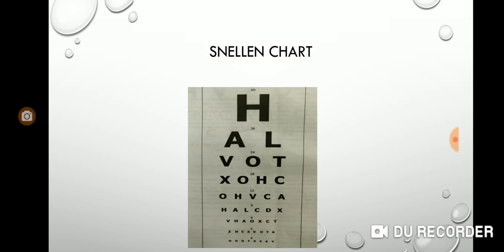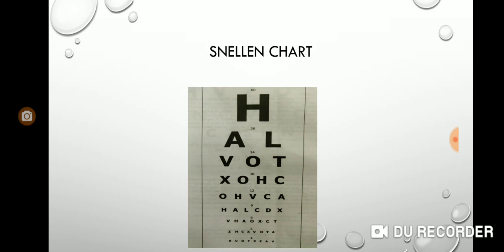If you look at these different letters, the top letter H has 60 written over it, and the person stands at 6 meters from the chart and reads from top to bottom. This is an assessment of vision for distance. If the person is able to read the top letter only from 6 meters, we write it as 6 over 60. That means this person is able to see from 6 meters what a normal person could read from 60 meters. If you convert the meters into feet, it comes to 20 over 200. That is, 6 meters represents 20 feet.